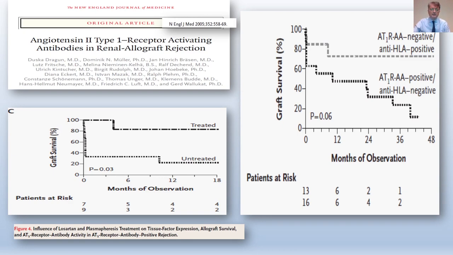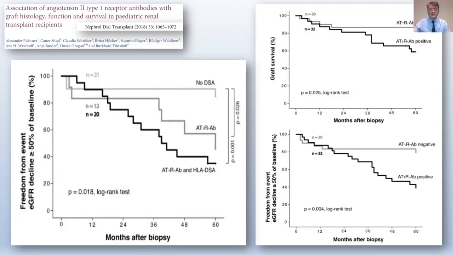Now the other antibodies, these are angiotensin II type 1 receptor antibodies, which were discovered many years ago. Duska Dragun was one of the first people who described it and showed that the presence of these antibodies, even in patients who were negative in terms of DSAs, is an important factor showing inferior renal graft survival. It was confirmed by other studies. This is the pediatric study from Heidelberg showing that these antibodies are also important in children, with inferior graft outcome. However, they showed that the combination of these antibodies with donor-specific antibodies, anti-HLA, was most striking, and these patients had the lowest outcomes.